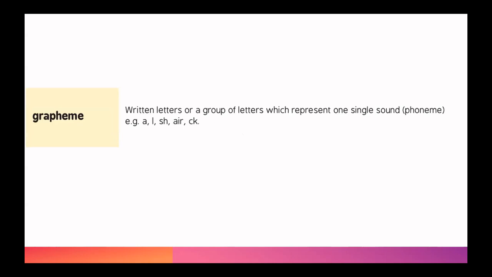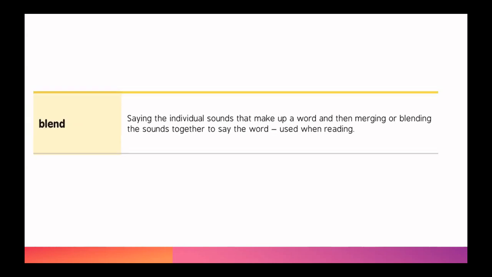Right, moving on. We have the grapheme. What is a grapheme? So graphemes are written letters or a group of letters which represent one single sound. So the phoneme is the sound. Now the grapheme is the letter. In this instance, a is the grapheme for the sound a. Sh is the grapheme. So that's how you write the letter, it is called a grapheme. And of course, the phoneme is the sound.